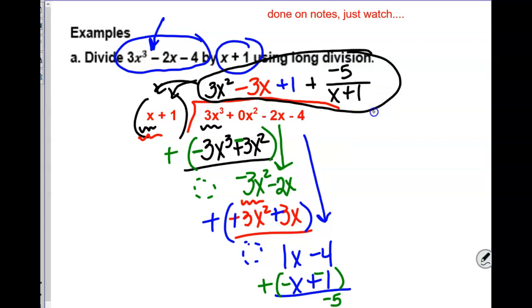If I wanted to check it, I would do 3x squared minus 3x plus 1. I would FOIL that times the x plus 1, and then I would have a minus 5 on the back. And I'd have to FOIL it all together and then subtract 5 and combine like terms, and it should get down to 3x cubed minus 2x minus 4.